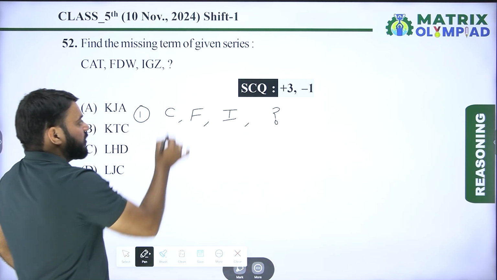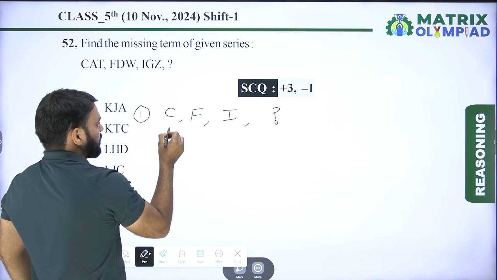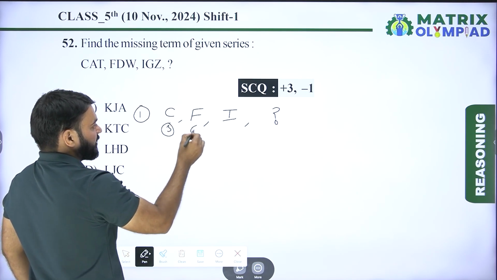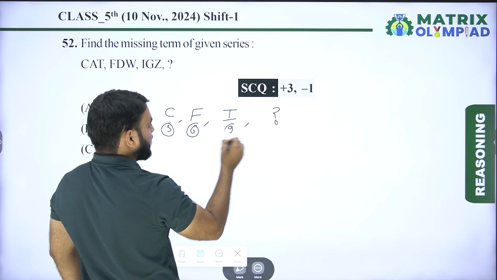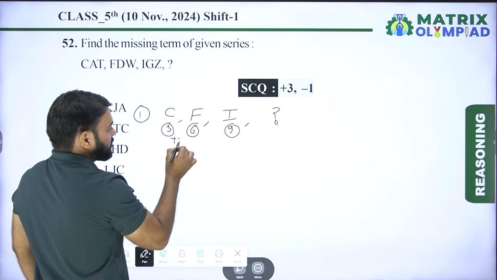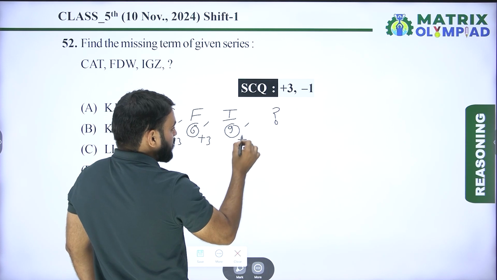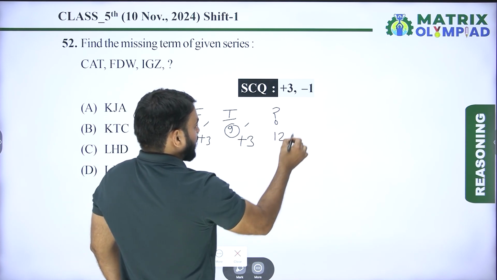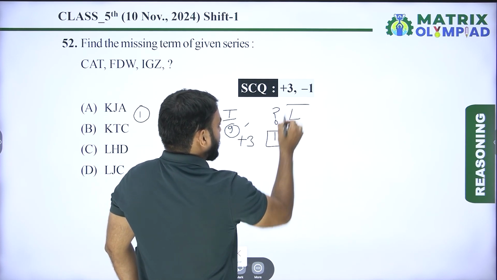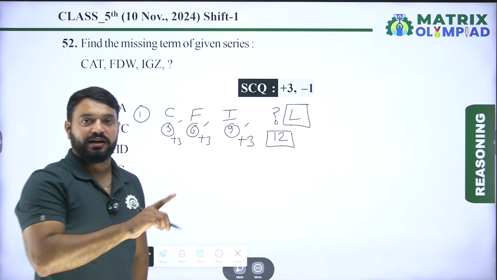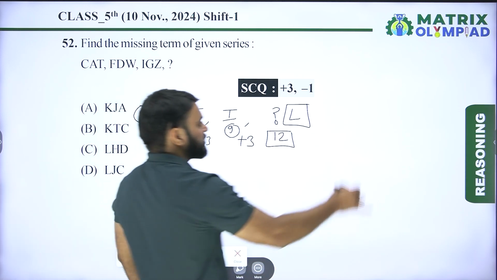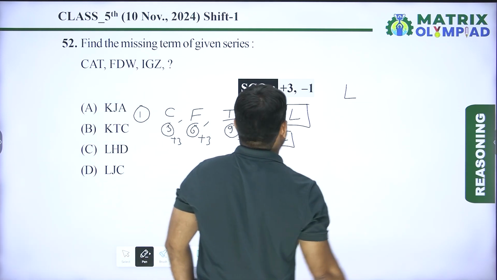So find the pattern. The place value of C in the English alphabet is 3, of F is 6, of I is 9. So the pattern is 3 plus 3 gives 6. Now 6 plus 3 gives 9. Now 9 plus 3 gives 12. So 12 means L, because the place value of L is 12 in the English alphabet. So the first missing alphabet is L.